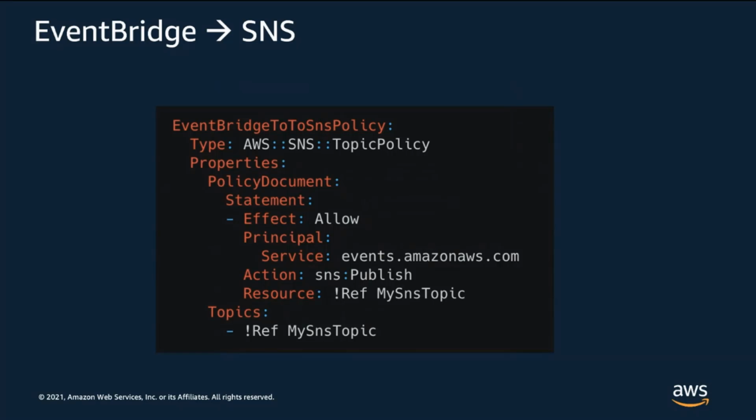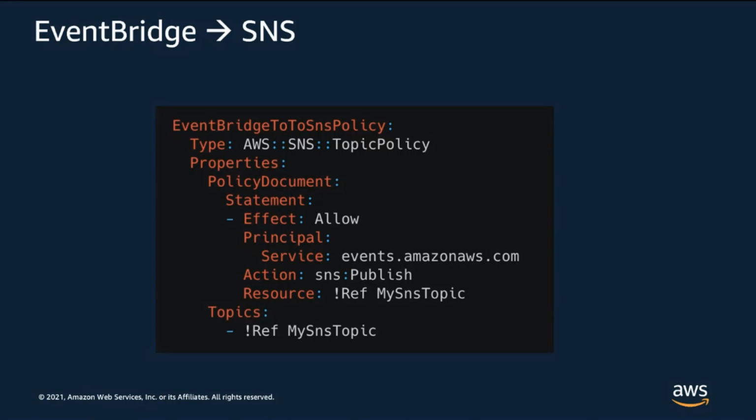For the event bus to publish matching events to the SNS topic, you define permissions using the AWS SNS topic policy resource. EventBridge has a limit of 5 targets per rule. In cases where you must send events to hundreds or thousands of targets, publishing to SNS first and then subscribing those targets to the topic works around this limit.